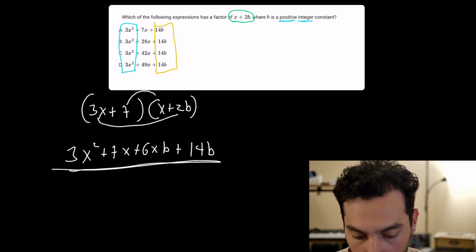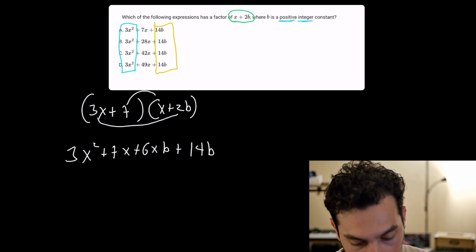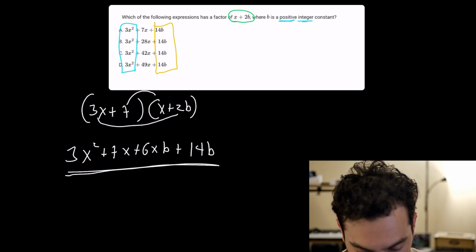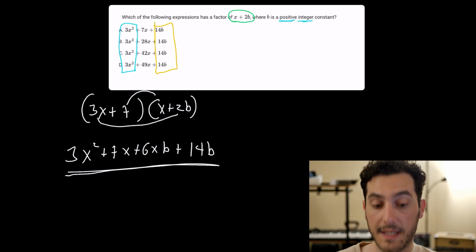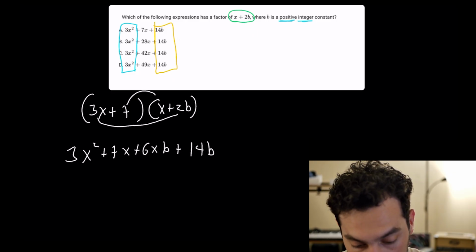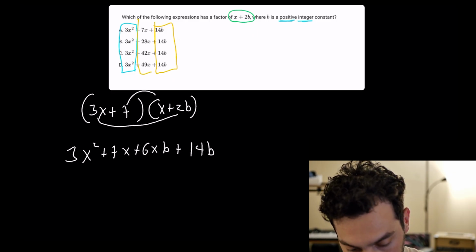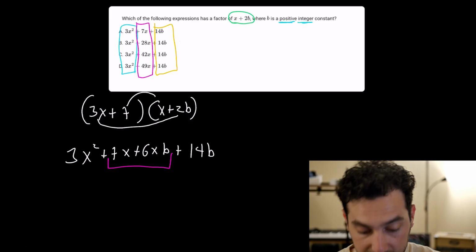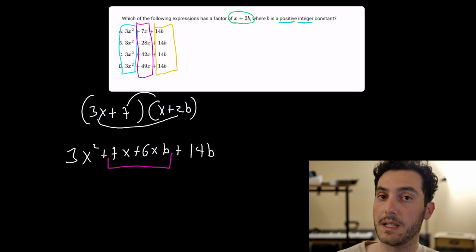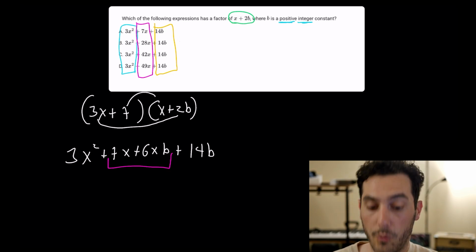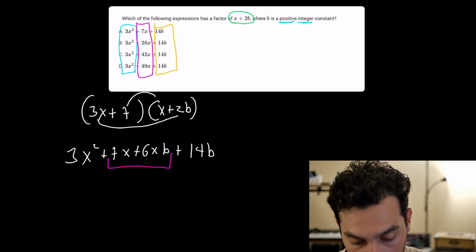So where do we go from here? If we're saying that this is our expanded binomial, one of these answer choices should be that. And since 3x squared and 14b are the same everywhere, the only thing that's changing is these middle terms. I'll do a different color here. Let's do it in pink. These middle terms should be equal to 7x plus 6xb. Whatever b ends up being should be able to give us one of these middle terms. So how do we check that?